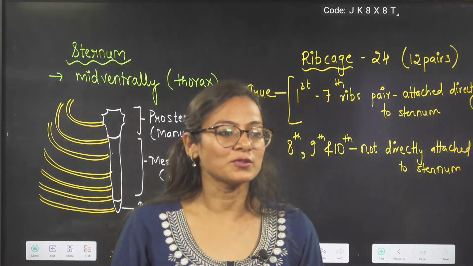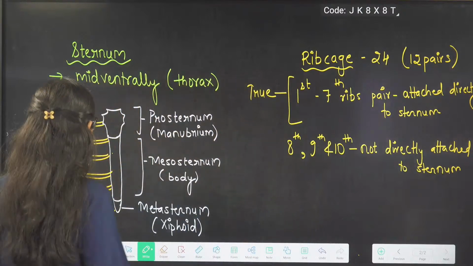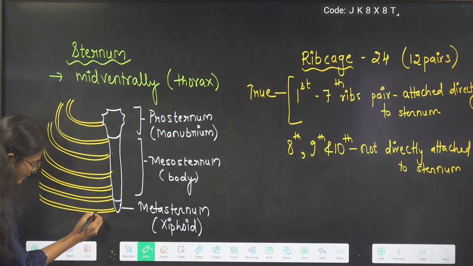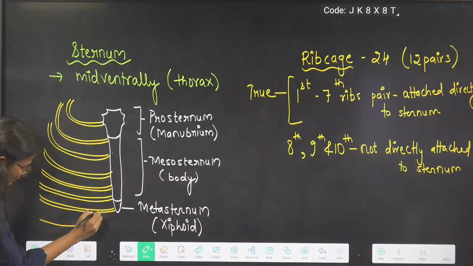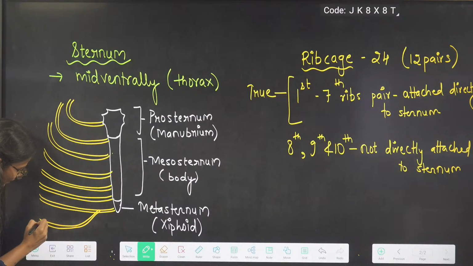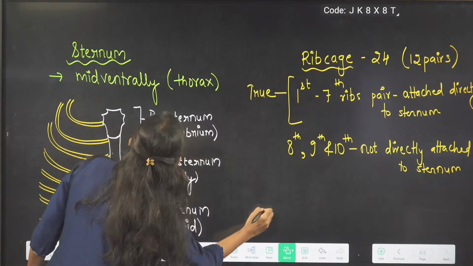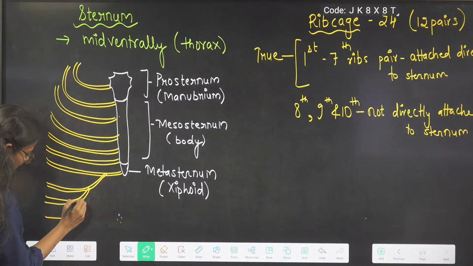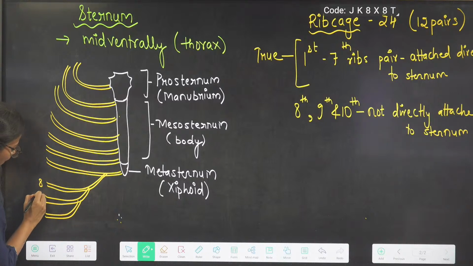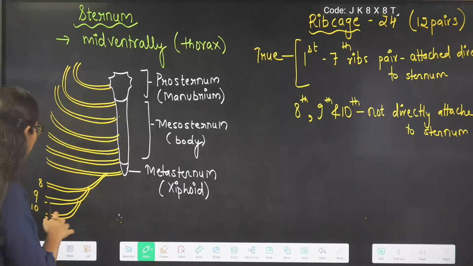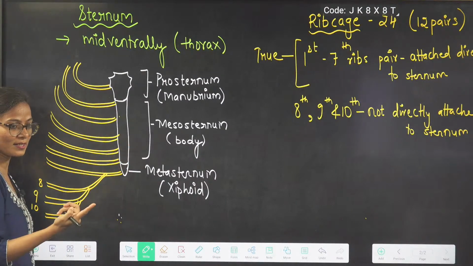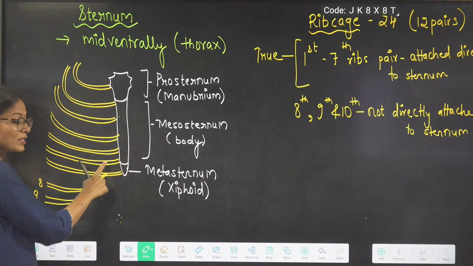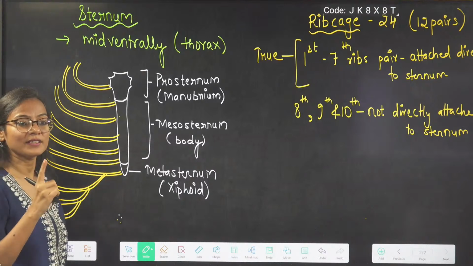Now the question is, if they are not directly attached to the sternum, then to what are they attached? Yes, very good, Uday. They are attached with the seventh rib. So this is the seventh rib, right? So from here only they will be attached like this. So this is the next pair, and then the next one, and I'm falling short of space, so I'll just keep it above. Yes. And then next. So here you have your 8th, 9th and 10th pair of ribs, which you can see is not directly attached to the sternum. It is attached to the sternum through the 7th rib.